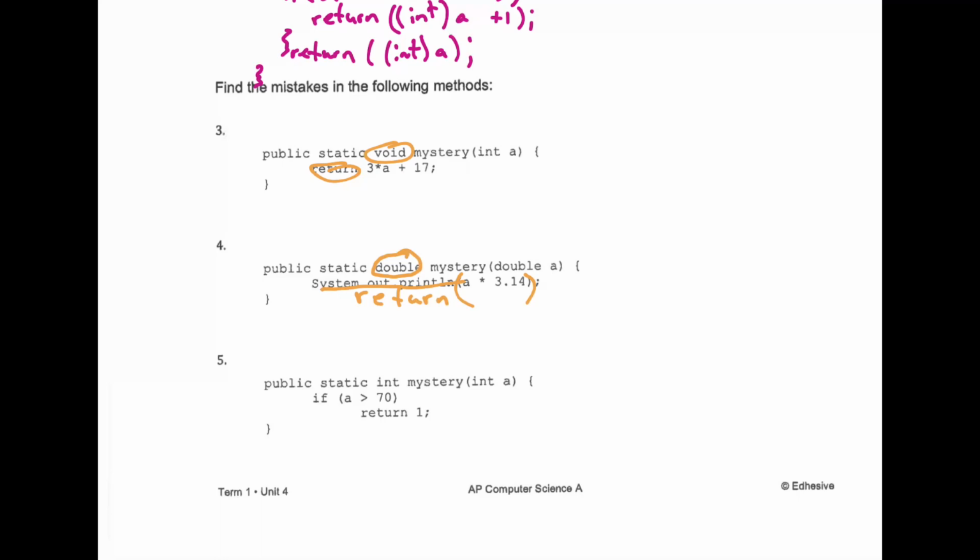Number 5 kind of goes back to number 1, what we were talking about. Currently there's a return statement for the if, but what happens if a is not greater than 70? This method has to return an int. So we would need some sort of also like return 0 or something like that. What's going to happen if that if statement doesn't happen? So there we go.